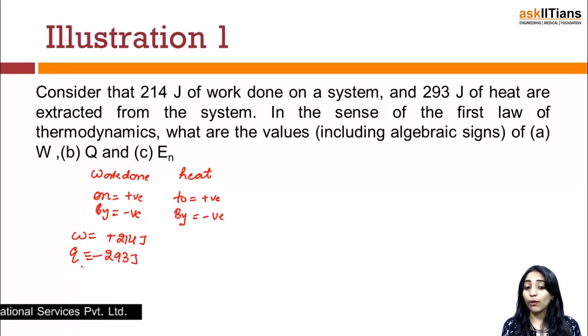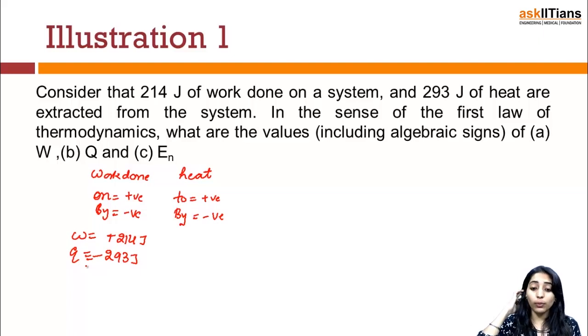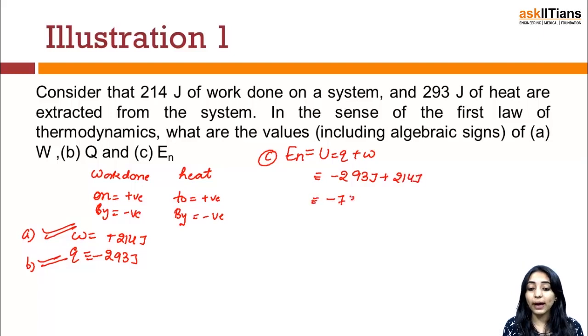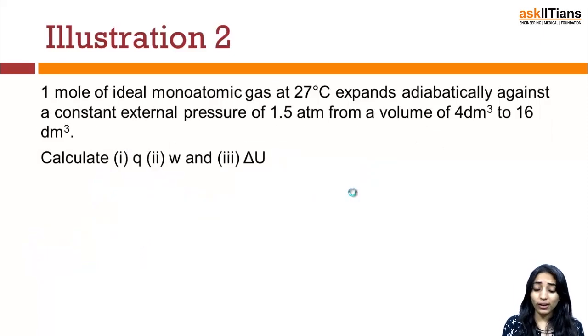In the sense of the first law of thermodynamics, he asks us to calculate the values, including the algebraic signs, of Q, W and delta U. So this is the value of Q, A part, we are done. This is the value of W, B part, we are done. Now let us come over to the C part where he asks us to calculate the internal energy value. Now we know that delta U is equal to Q plus W. Since Q is minus 293 joules and W is 214 joules, on solving this you will be getting minus 79 joules. That means the internal energy has got a value of minus 79 joules. So this was all about the first illustration.